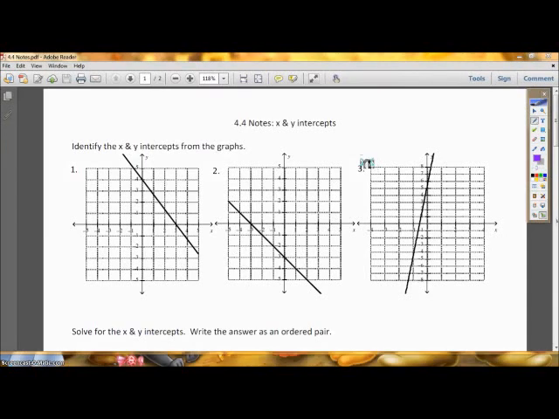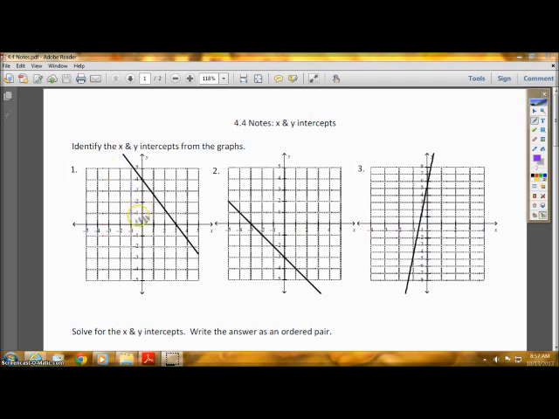Alright, we've got 4.4 notes, which is going to be over X and Y intercepts. Many of you have heard of an interception in football. That's where the other team takes away the ball. Well, we want to find out where X and Y cross the line. So that's kind of the interception connection here.